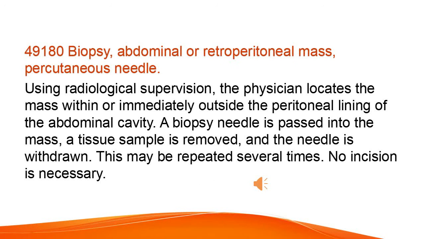Biopsy, abdominal or retroperitoneal mass, percutaneous needle. Using radiological supervision, the physician locates the mass within or immediately outside the peritoneal lining of the abdominal cavity. A biopsy needle is passed into the mass, a tissue sample is removed, and the needle is withdrawn. This may be repeated several times. No incision is necessary.